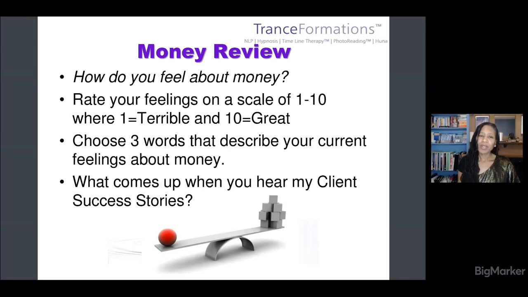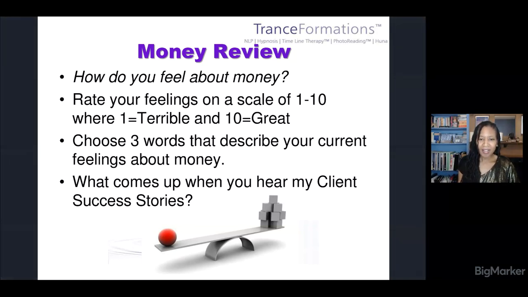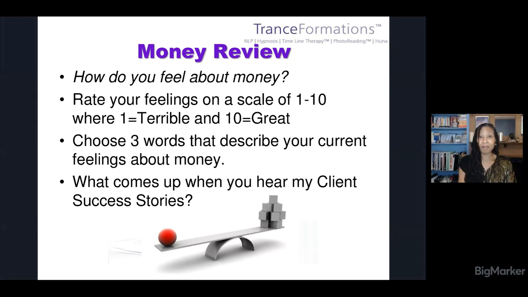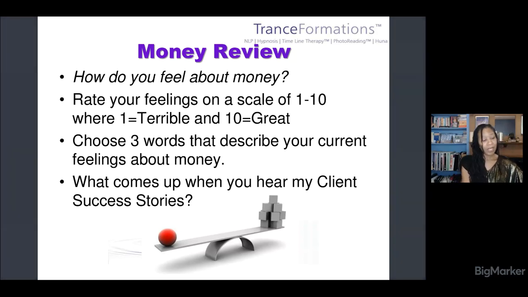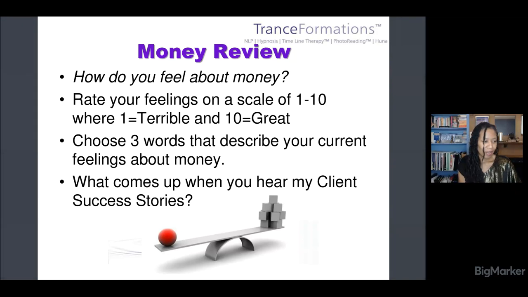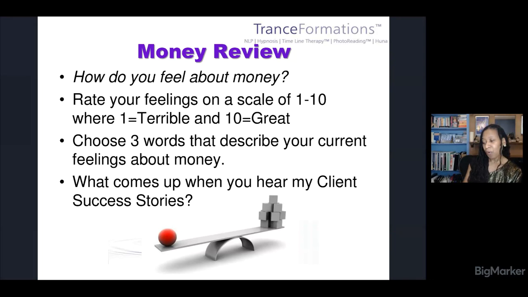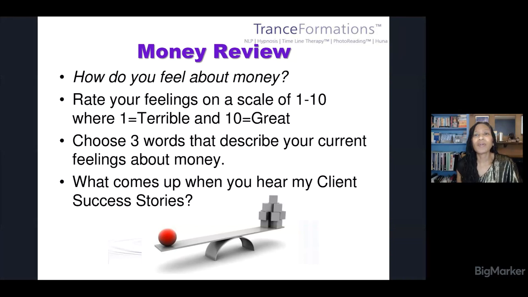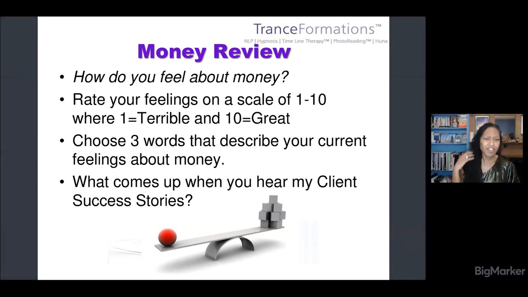Then what I want you to do is choose 3 words that describe your current feelings about money. They're going to be determined by where you are on the scale. If it's a 1 or a 2 or a 3, you could be feeling stressed, worried, anxious, let down, disappointed, distraught, fearful, whatever it might be. And if you're more in the 7, 8, 9, 10 category, you might be feeling wonderful, abundant, joyful, plentiful, whatever it might be. But just choose 3 words that describe your current feelings about money.